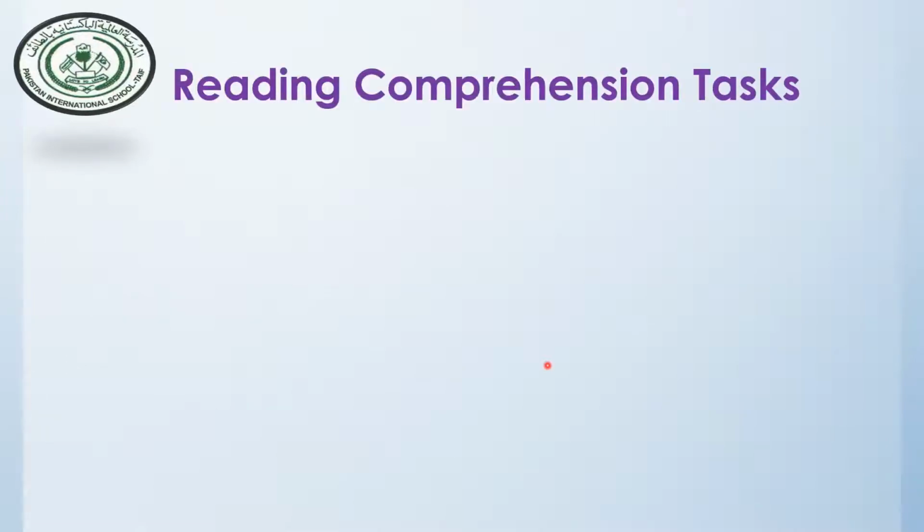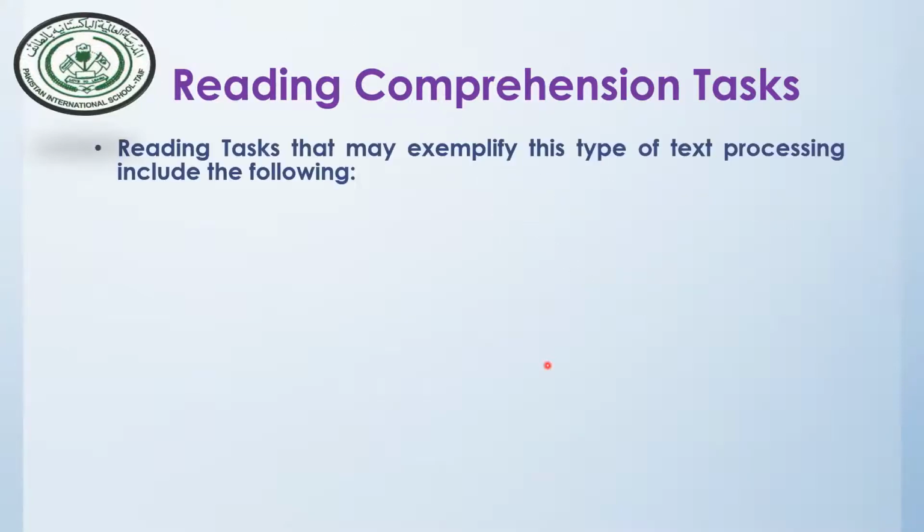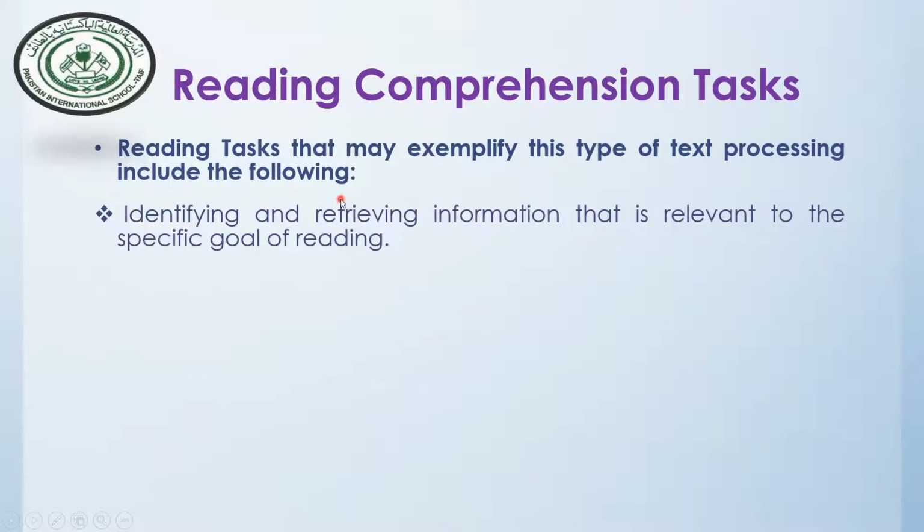Now here, dear students, we have a reading comprehension test. What kind of task will be given to you? Reading tasks that may exemplify this type of text processing include the following. First of all, we have identifying and retrieving information that is relevant to the specific goal of reading. Number two, looking for specific ideas in the passage which will be given to you. You are supposed to identify and retrieve the information that is relevant to the specific goal, meaning you are supposed to understand the passage which is given to you.